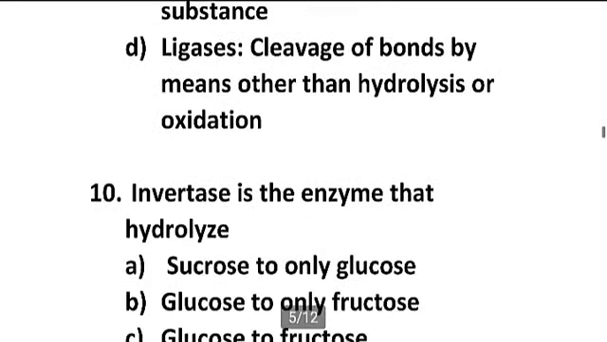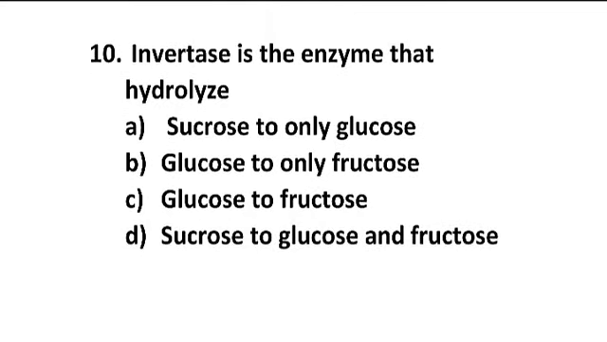Now moving to next question. Next question is invertase is the enzyme that hydrolyze, and the options given are A. Sucrose to only glucose, B. Glucose to only fructose, C. Glucose to fructose and D. Sucrose to glucose and fructose. We know invertase is the enzyme used to convert sucrose to glucose and fructose, that is invert sugar. So the right option is option D, that is sucrose to glucose and fructose.